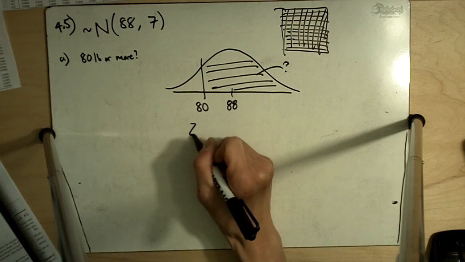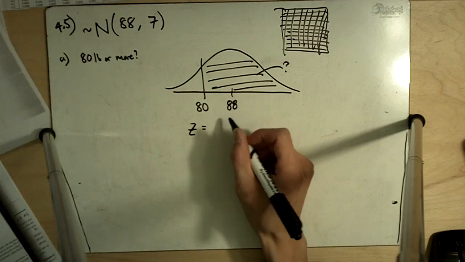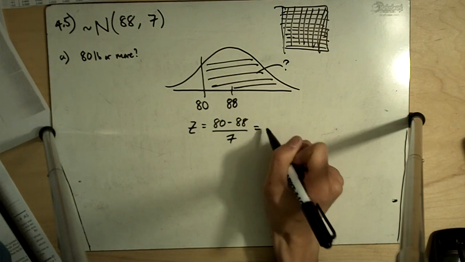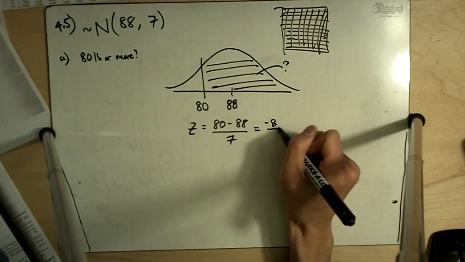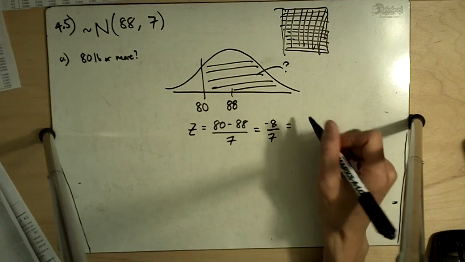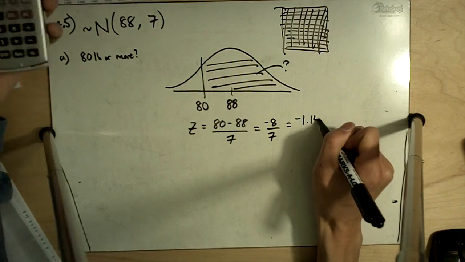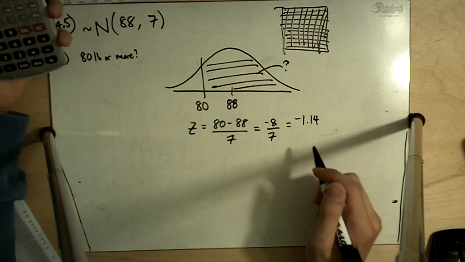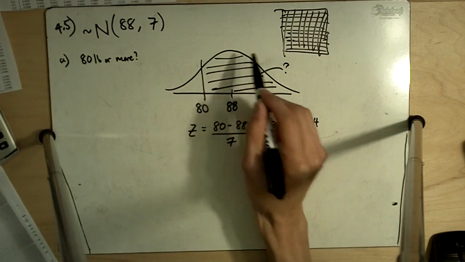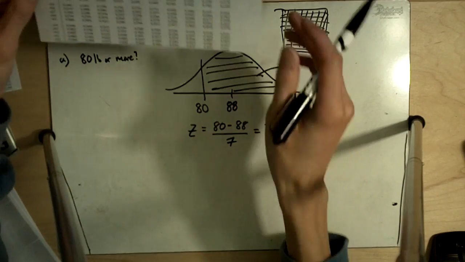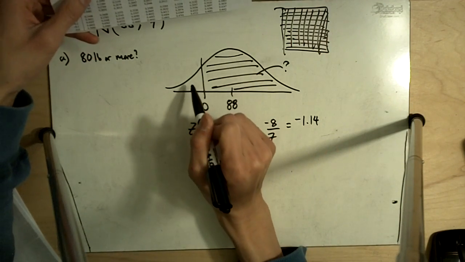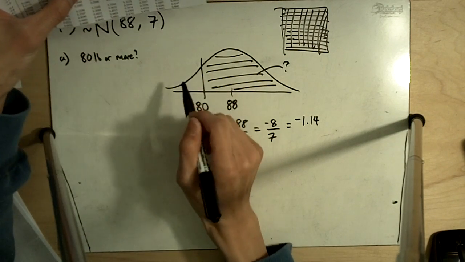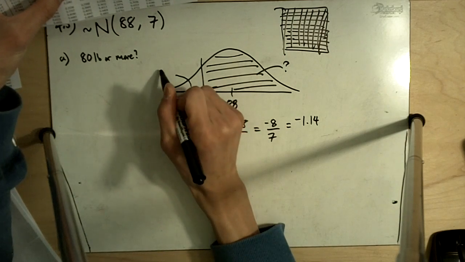And so to do that, first we change to our z value, which is going to be 80 minus 88 divided by standard deviation 7. And so we get negative 8 over 7. So I think that corresponds to a negative 1.14, if I'm not mistaken. And we want to know the area above negative 1.14. So here, if we look up negative 1.14 in our z table, we find the area to the left is 0.1271.